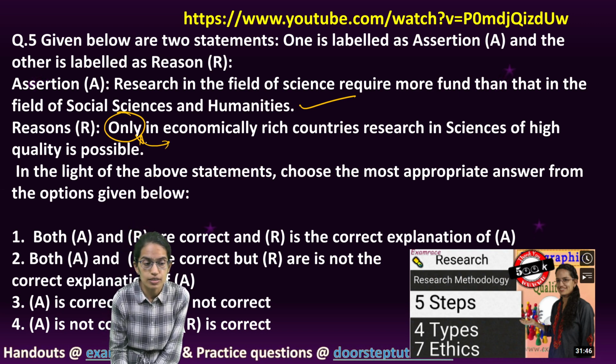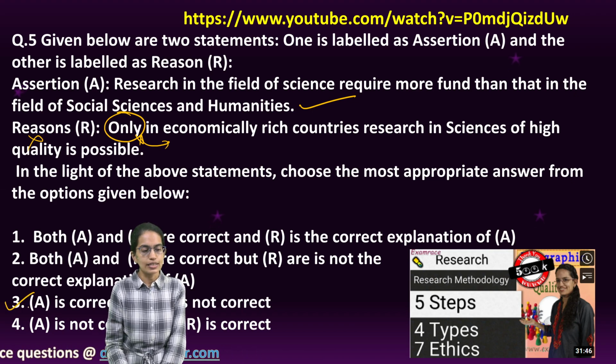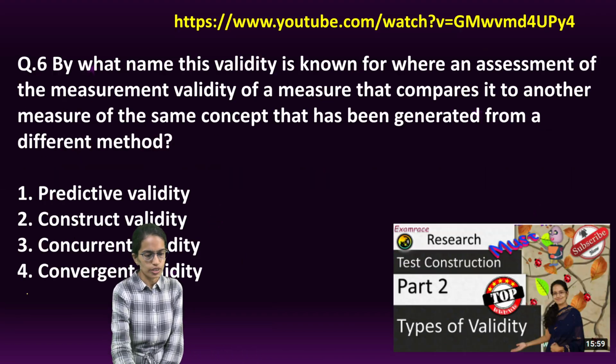So only word, since it is there, this sentence becomes incorrect. So 1 is correct, assertion is correct, reason is not correct.